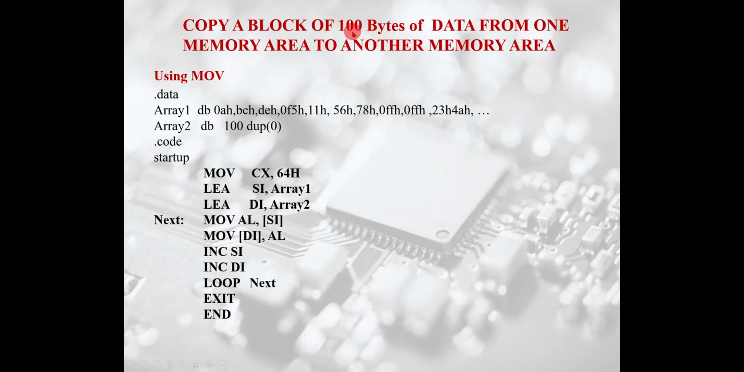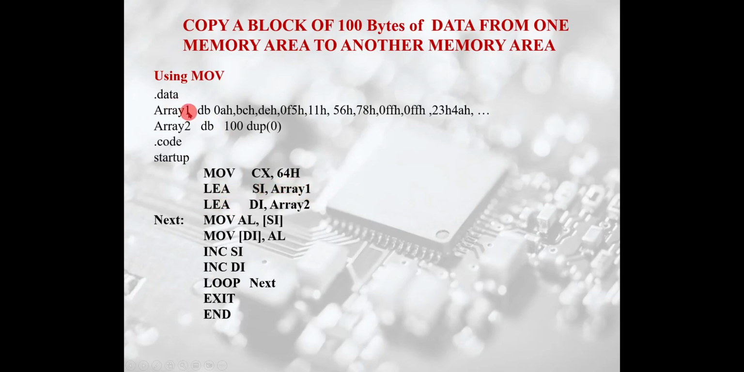Since it is 100 bytes, I need to first initialize a counter. So this counter is 64H. 64H in hexadecimal is 100, right? Or you could just write 100 here. Then LEA, we saw this LEA command in the previous class. So effective address of array 1.